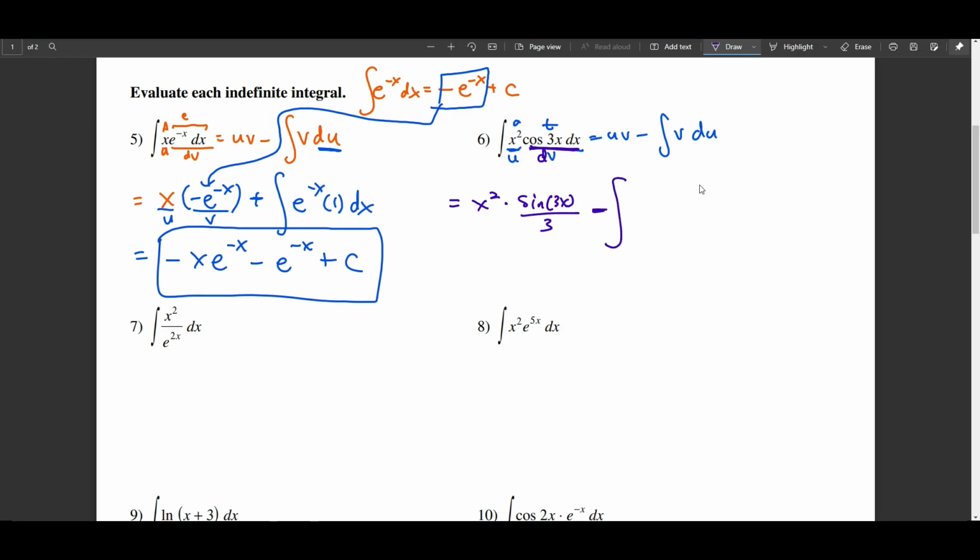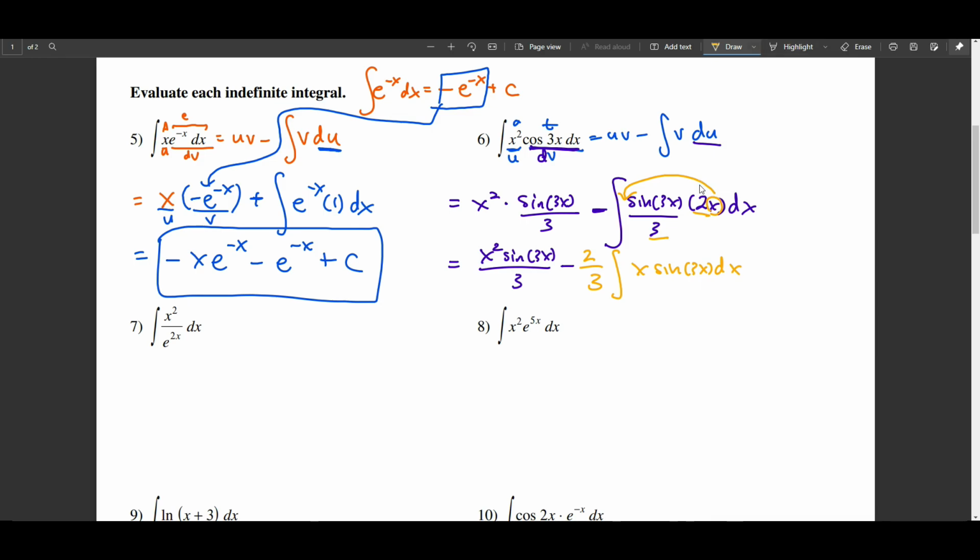Minus the integral of what again? The sine 3x all over 3. And then our du is going to be the derivative of x squared, which is 2x dx. Okay, so if I simplify this a little bit here, I'm going to put this 3 out in the front, and we get the integral of x sine 3x dx. I'm just going to take this x to the front for the purpose of the next steps.